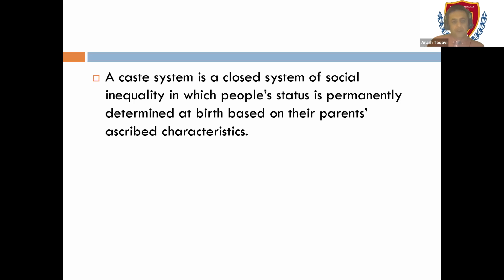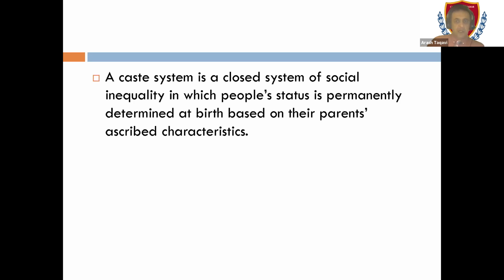To describe ascribed characteristics: ascribed characteristics are the features that you acquire at your birth. It is because of your family, your ethnicity, your country. You don't acquire them during your lifespan. It is a caste system. The origin of the caste system, and the name also, is from India. The traditional kingdom system in India was based on the caste system. A caste system is a closed system of social inequality in which people's status is permanently determined at birth based on their parents' ascribed characteristics.